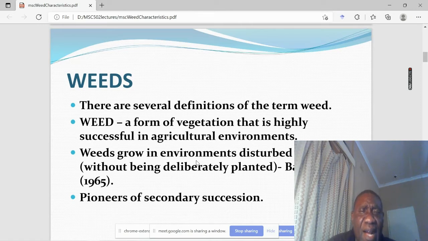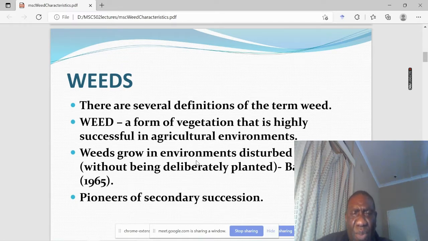So, what are weeds? There are several definitions of the term weed, but a weed can be a form of vegetation that is highly successful in agricultural environments. Or you can just say it is the vegetation which we find in agricultural environments. So weeds grow in environments disturbed by man without being deliberately planted. This was according to Baker in 1965.